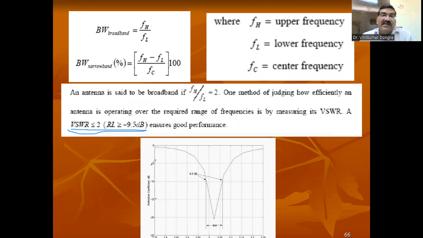Sometimes we take VSWR, voltage standing wave ratio. Here the y-axis is reflection coefficient, or you can take voltage standing wave ratio. If you are taking voltage standing wave ratio, then it should be 2. It is unitless. If you are taking reflection coefficient, then it is minus 9.5 dB. Please note this down. So these are the requirements, again, both within the impedance bandwidth.